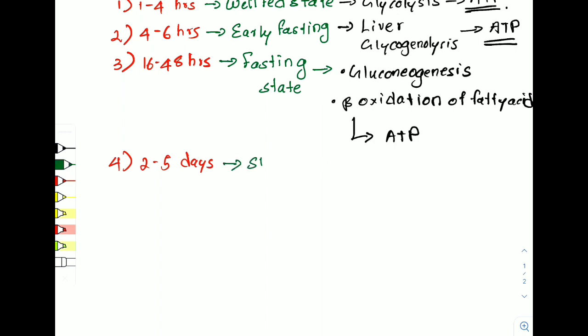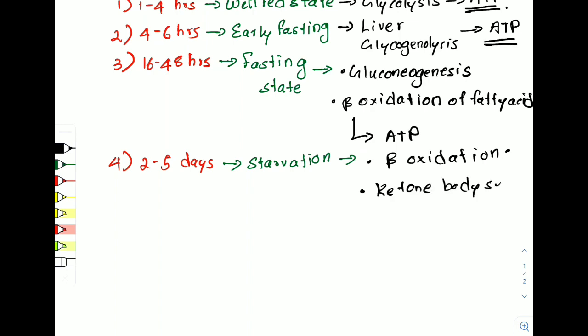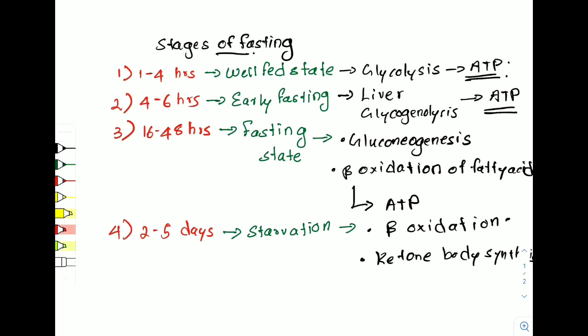And 2 to 5 days after food is what we all know as starvation, and during this time, the process that takes place is again fatty acid oxidation or beta oxidation along with ketone body synthesis. So from this, what we should understand is that the oxidation of fatty acid, be it beta oxidation or any other type of oxidation, takes place in the fasting state as well as in the starvation state.